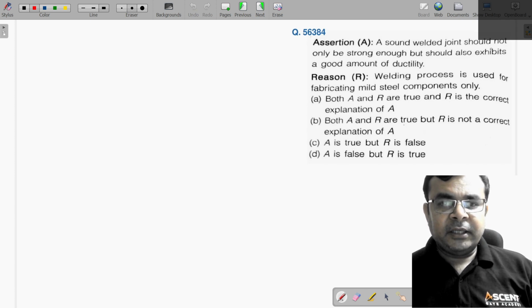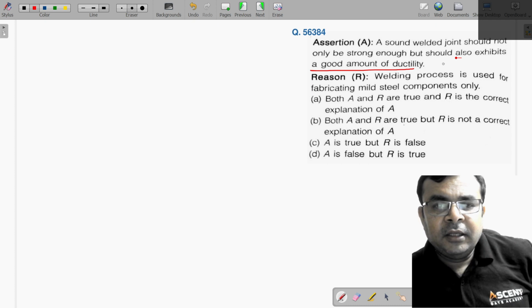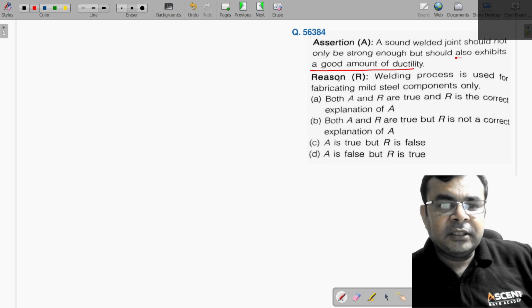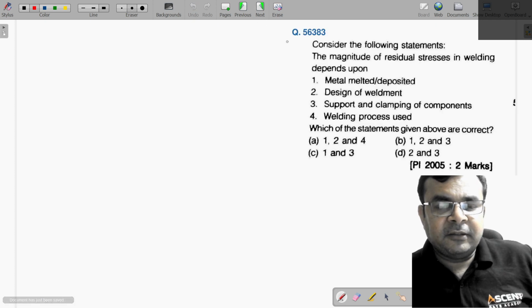A sound welded joint should not only be strong enough but should also exhibit a good amount of ductility. And the welding process is used for fabricating mild steel components only. So this reasoning is wrong. So A is true but R is wrong. So option C is the right answer.